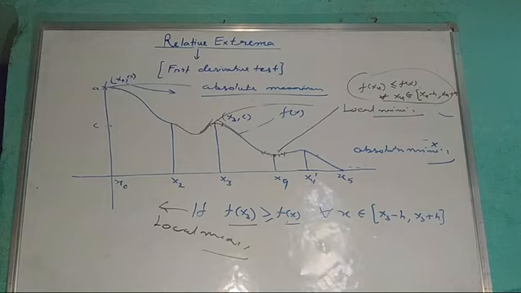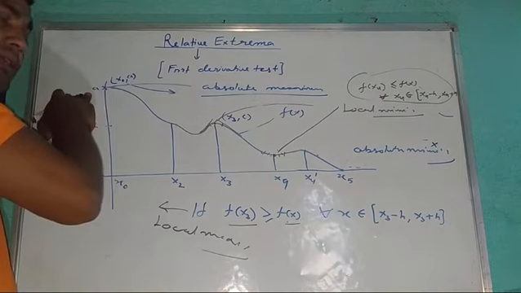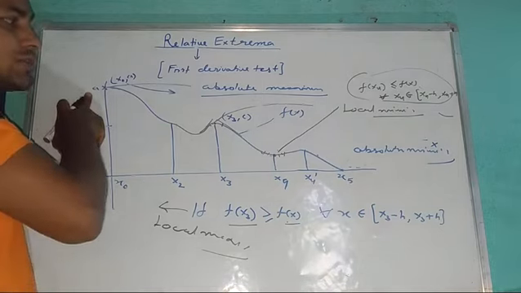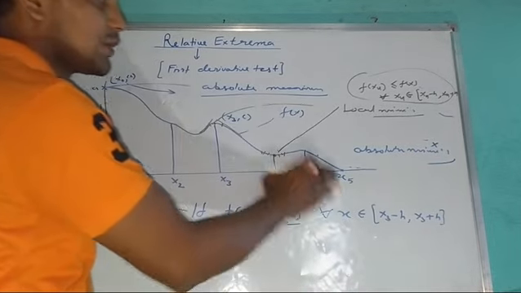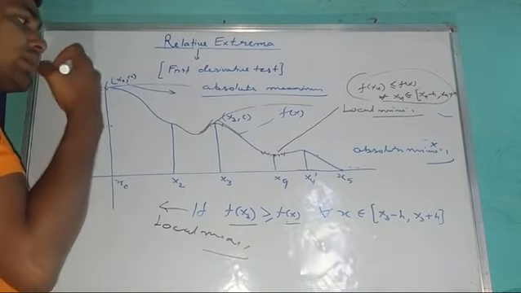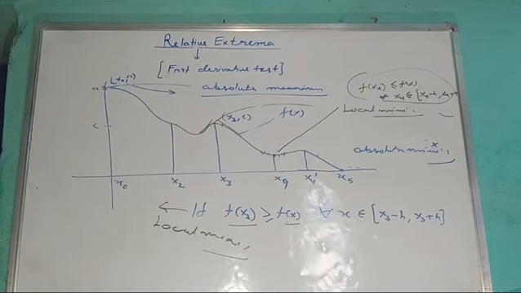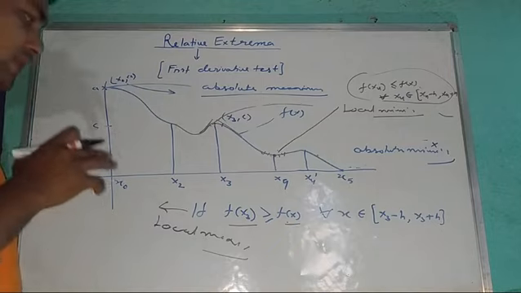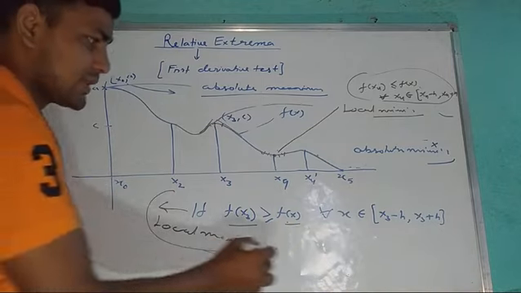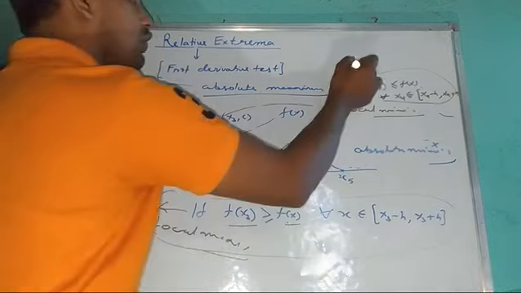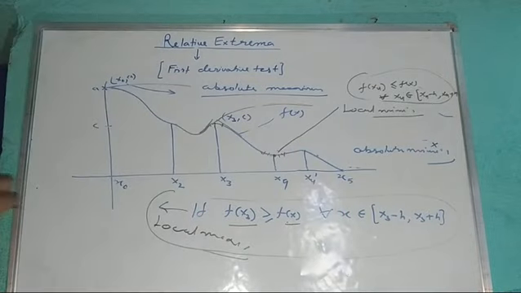Okay, this is the concept of the local minima. So the highest maximum point is absolute maxima, the lowest minimum point is absolute minima. The other points between the absolute maxima and absolute minima are the local maxima and minima. The property of the local maxima is this, the property of the local minima is this.